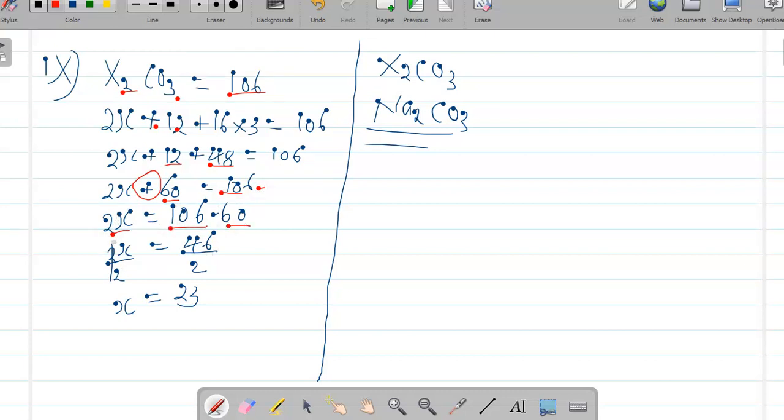You divide both sides by 2. Then you'll get X is equal to 23. So since X carbonate was written like this, and 23 is the RFM of sodium, then the compound was sodium carbonate. I think you're understanding. Thank you.